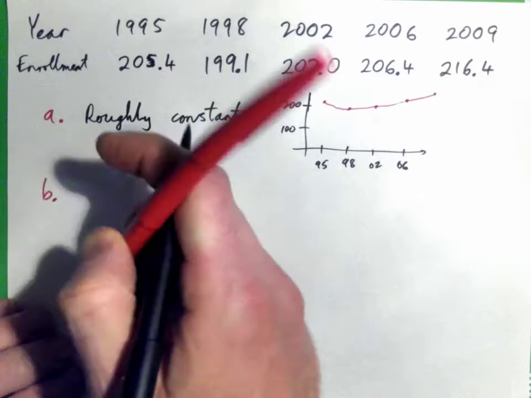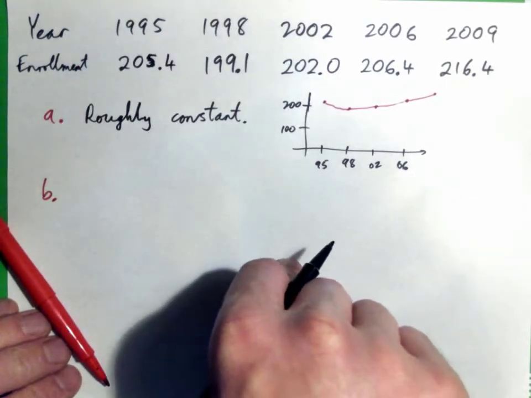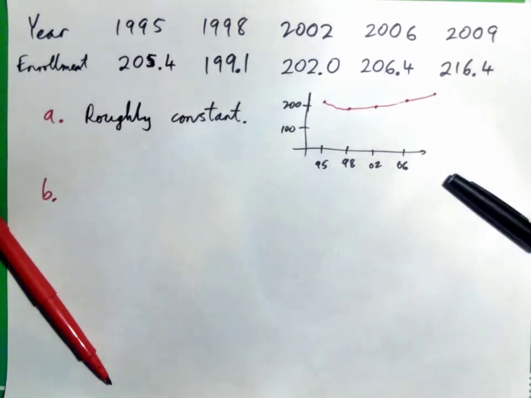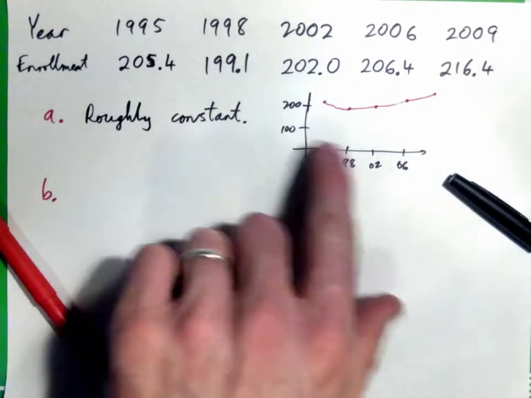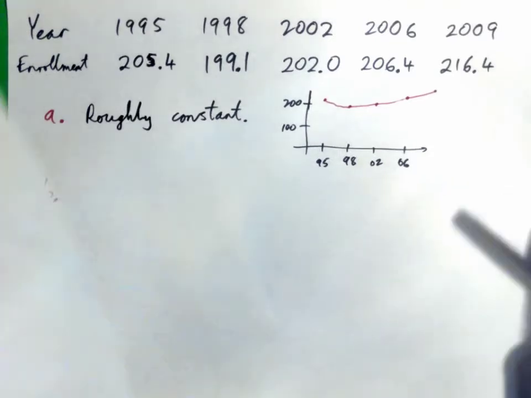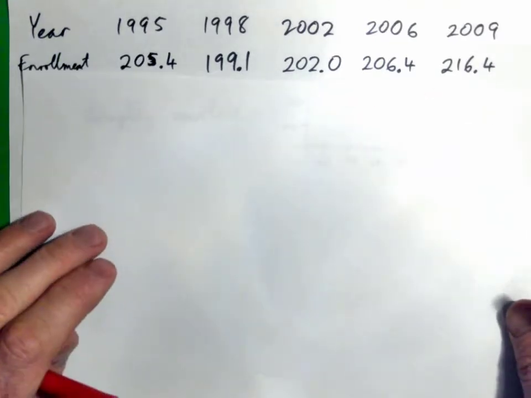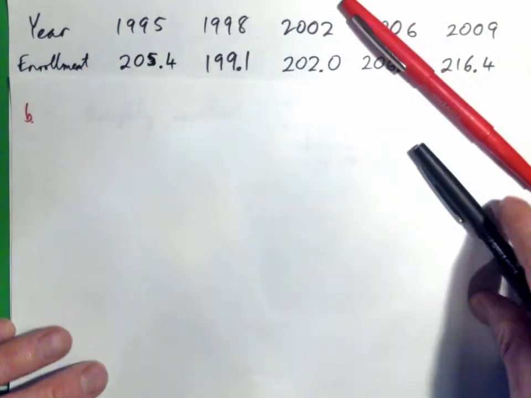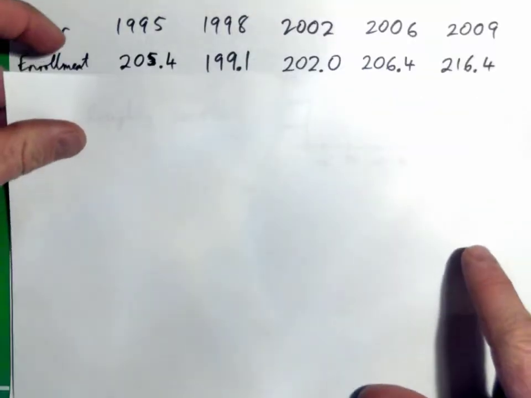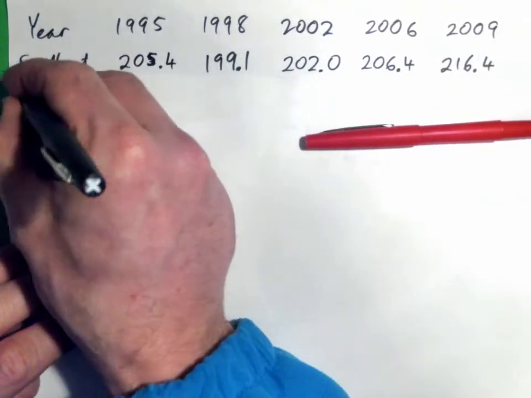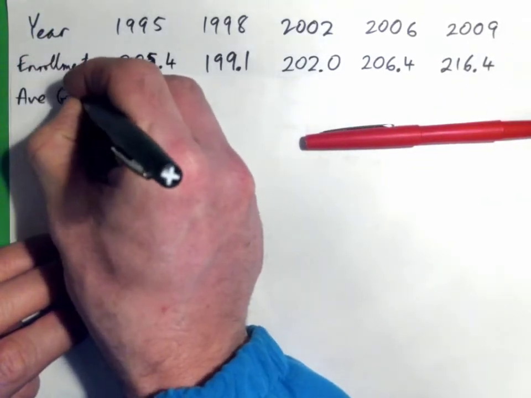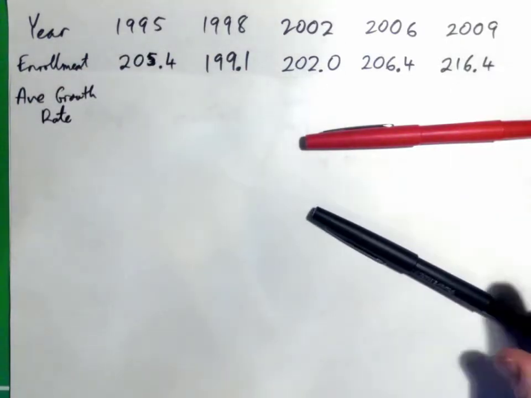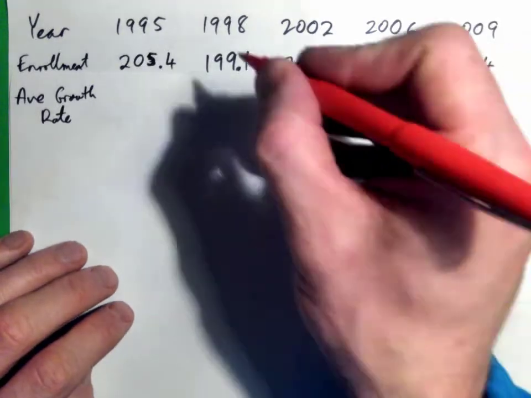Part B, we need for each period in the table calculate the average growth rate. Now I just messed up because I closed off my window, so I'm going to do part B like this. Average growth rate. The average growth rate of change per year in each period.